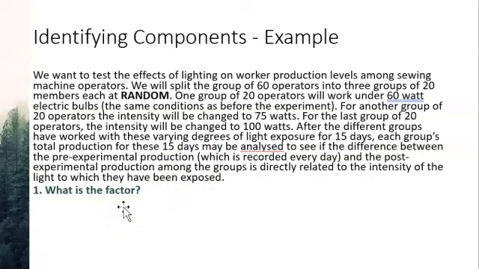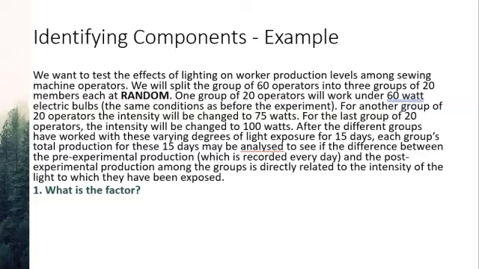We want to test the effects of lighting on workers' production levels among sewing machine operators. We're going to split the group of 60 operators into 3 groups of 20 at random. One group of 20 will work with 60-watt lights. Another group of 20 will have the intensity change to 75 watts, and the last group will go to 100 watts. After the different groups have worked with these varying light conditions for 15 days, we will look at the total production to see if there's a difference between the pre-production levels, which were recorded every day, and the post-production levels.